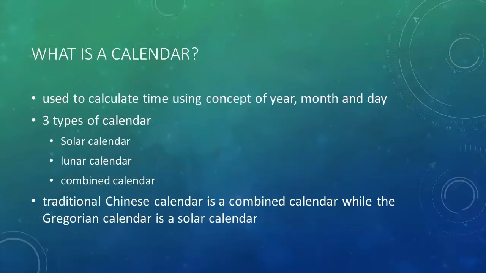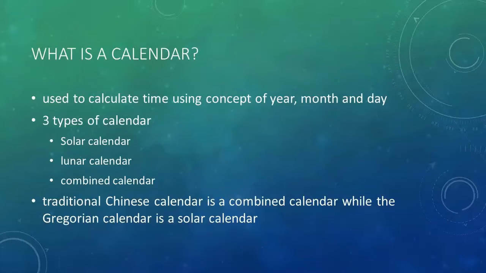Now, the solar calendar is a calendar that tracks the sun's movement. So for the Earth, this is where the science portion comes about. For the Earth to make one complete round around the sun, that takes about 365 days. So that's what the solar calendar does. It tracks how long it takes for the Earth to move one orbit around the sun.